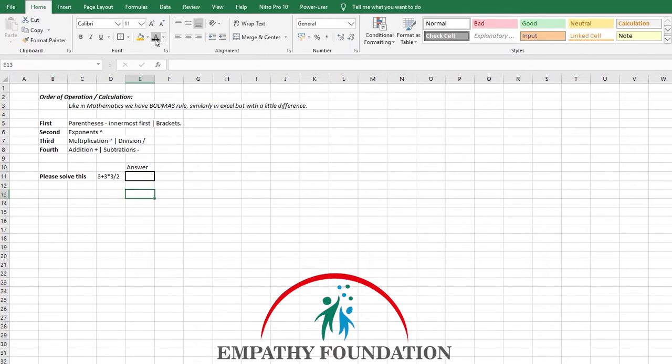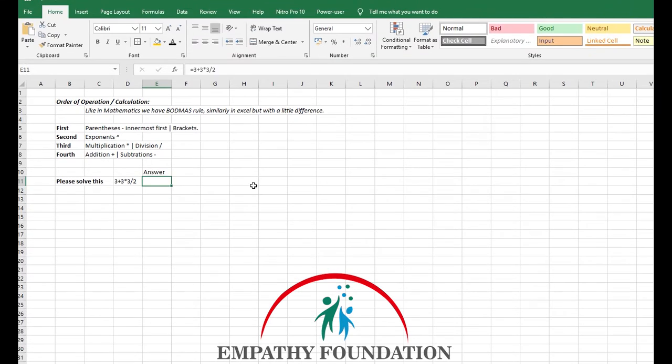So here is a problem for you. What will be the answer of 3 plus 3 multiply 3 divide by 2? The answer is 7.5. How?